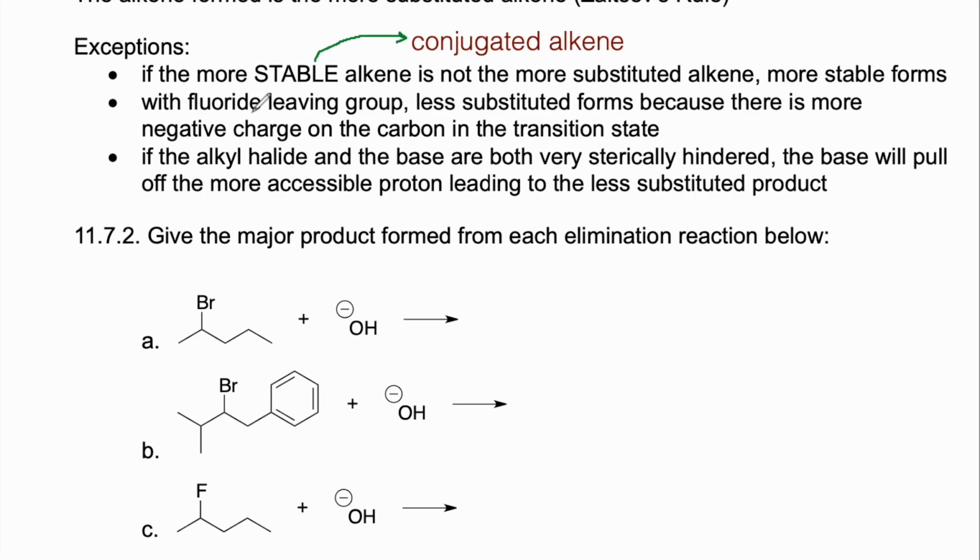Some other exceptions include fluoride or other poor leaving groups. We'll see some others in a later chapter, but for now, with fluoride, the less substituted one forms because there is more negative charge on the carbon during the transition state, and for carbon, the less substituted carbon makes a better anion, just like the more substituted carbon makes a better cation. For negative charges, you don't want as many alkyl groups on the carbon. And finally, if the halide and the base are very sterically hindered, the base might not be able to get to a proton that is on a more substituted carbon.